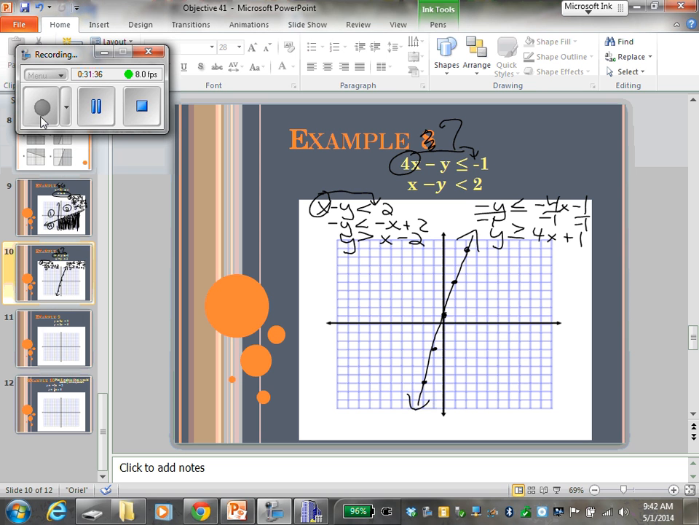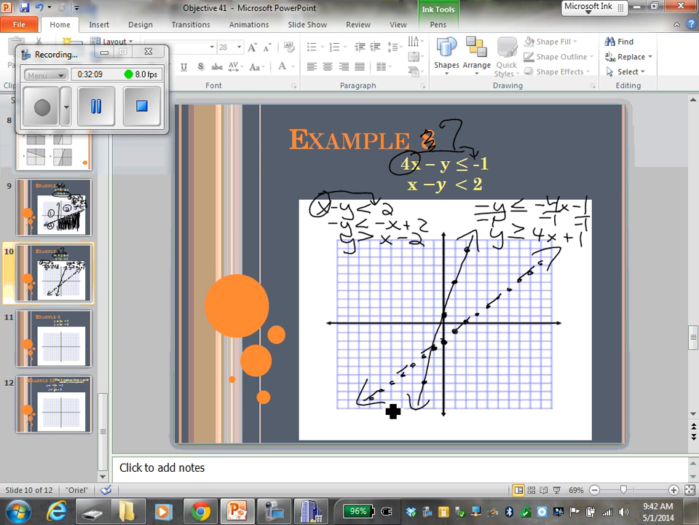Now let's plot the second line. The second line is down 2, and then I'm going to rise where? Up 1 over 1, 1 over 1, 1 over 1, up 1 over 1. Is this a dotted line or a solid line? Dotted, because it's not equal to. Okay, so we have this like so.